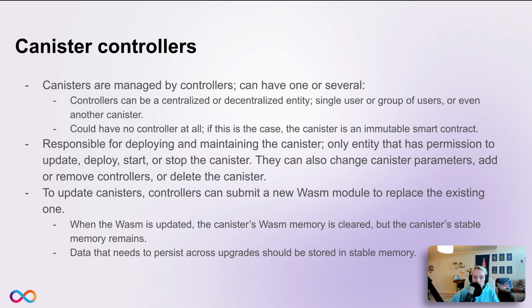One of the most important workflows for canisters, however, is updating canisters, which is something that controllers can do by submitting a new WASM module to replace the existing module. So when the WASM is updated, the canister's WASM memory is cleared, but the canister's stable memory remains. If you recall, I mentioned that stable memory is the Internet Computer's long-term storage and that it persists across upgrades. That is a very key functionality of stable memory and canister architecture that we're going to cover at length in a later episode.